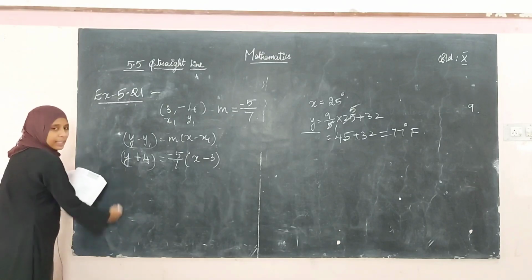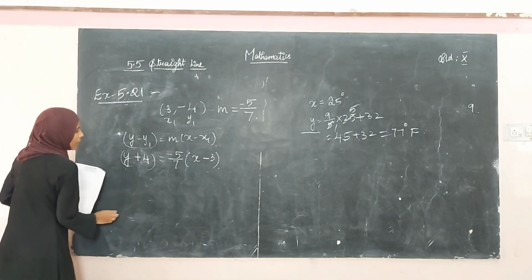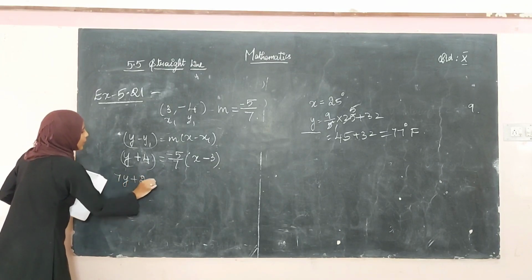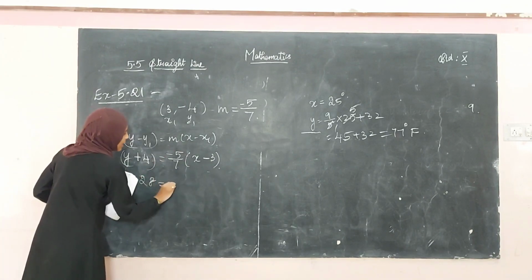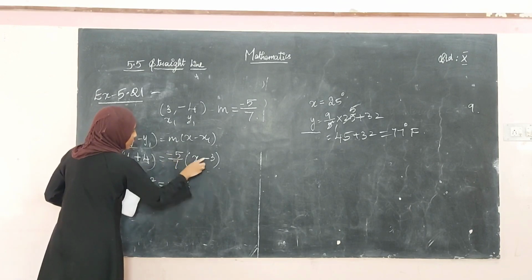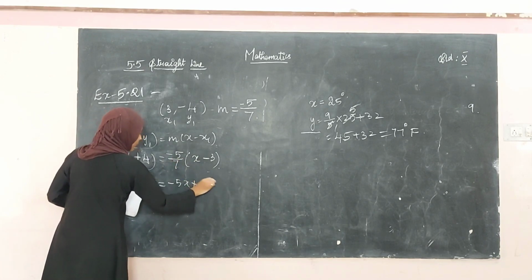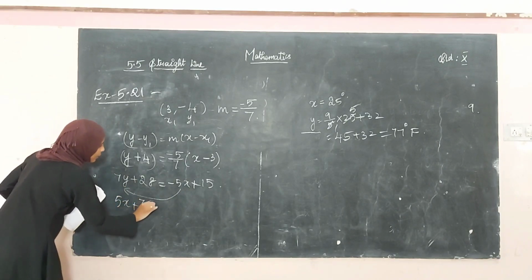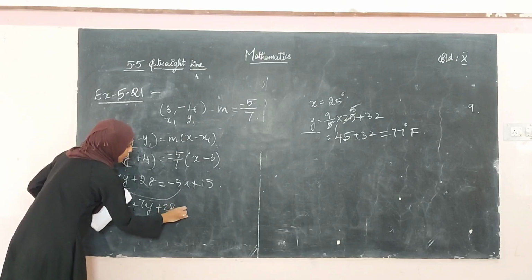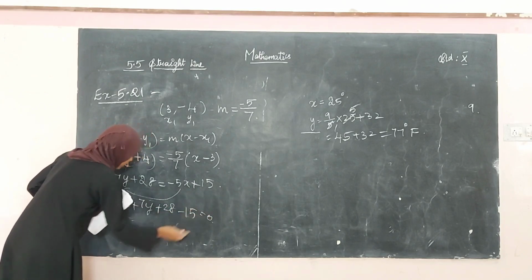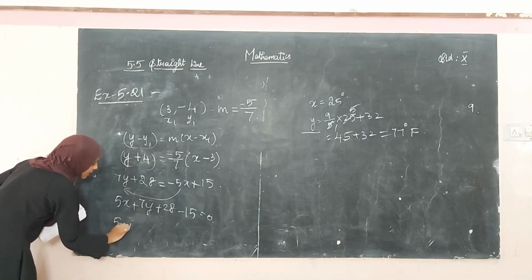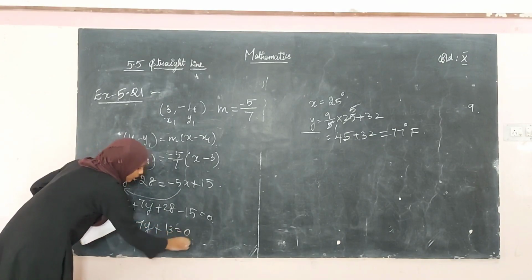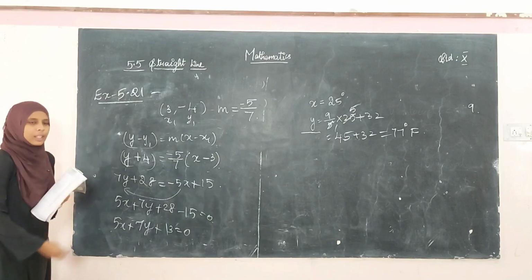Okay, now you have to get it in a complete order. Bring this 7 this side. 7y plus 28, multiply the minus 5 inside, minus 5x, minus into minus, plus 5 into 3, 15. So bring this 5x this side: 5x plus 7y plus 28 minus 15 equal to 0. So what's the answer? 5x plus 7y plus 13 equal to 0. This is the required equation of the straight line.